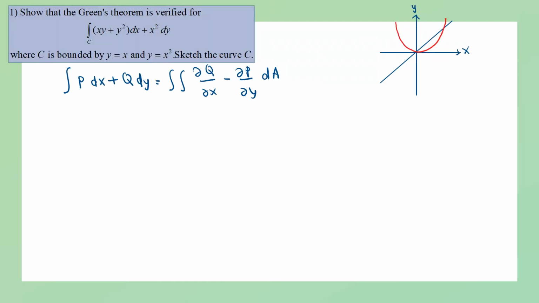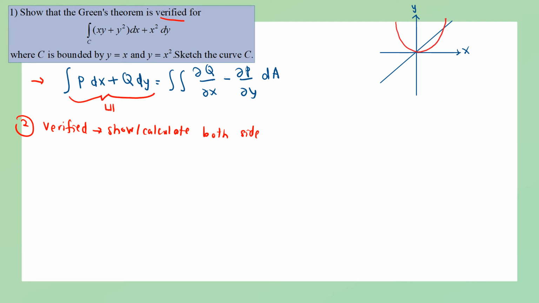Okay, step number 2, you have to refer to the question. Okay, the question asks you to verify. So when the question asks you to verify, you have to show or calculate both sides. Okay, left hand side and right hand side. Okay, as you know, this is the formula for Green's theorem. So this is the left hand side and this is the right hand side.